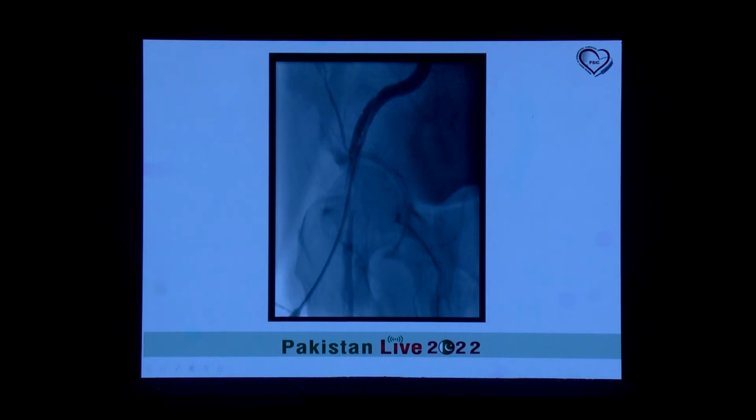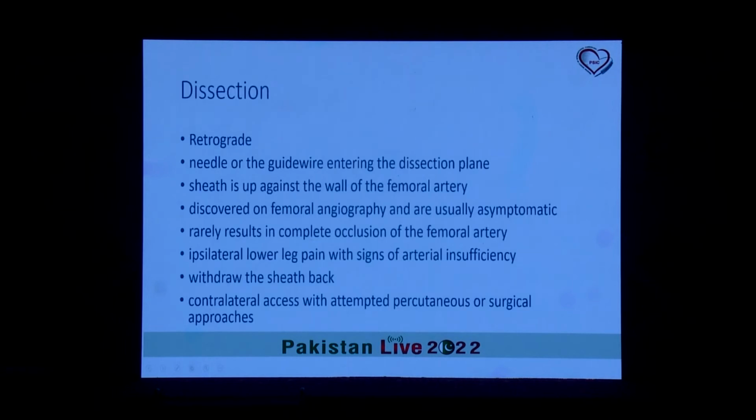I hope you can appreciate what this is. Mostly, at times, fellows come up with this, that now the wire or sheath is not going up, the catheter is not going up, and this is the picture. Dissection. It is retrograde, usually. The needle or guide wire enters the dissection plane through the intima. The sheath is up against the wall of the femoral artery, discovered on femoral angiogram, and usually asymptomatic, since it is antegrade. The beauty is, it's a blessing, it's antegrade, so it's usually asymptomatic.